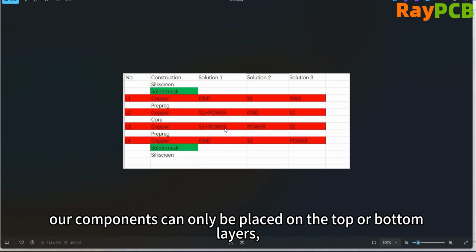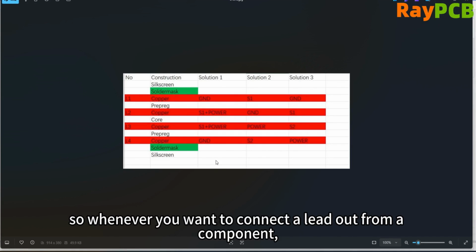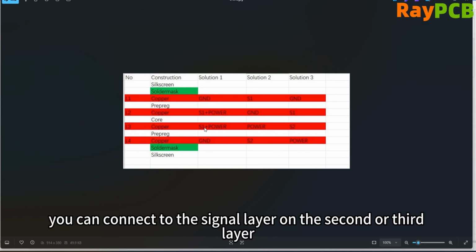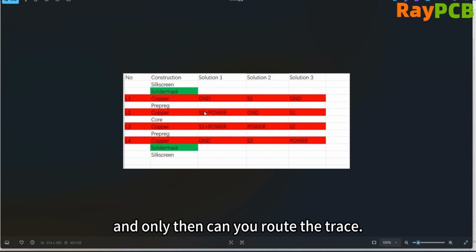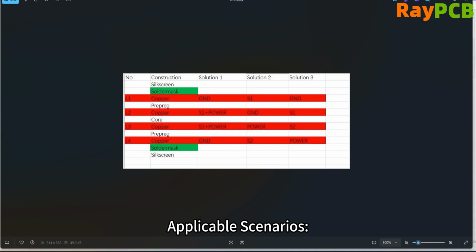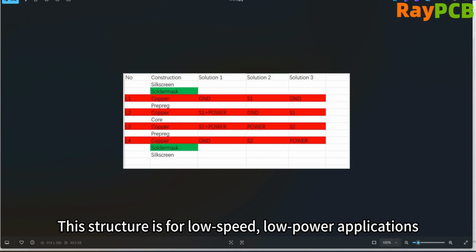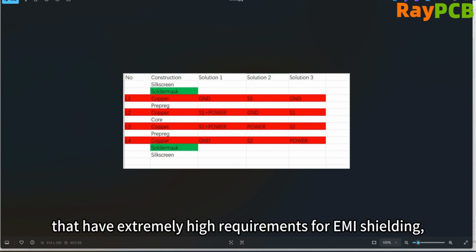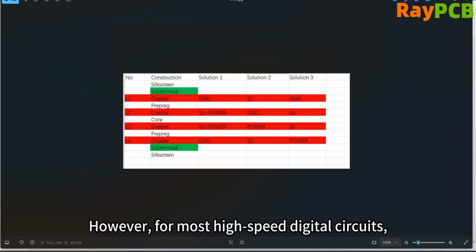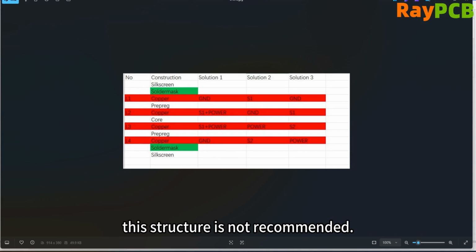And then the biggest issue is that our components can only be placed on the top or bottom layer. So whenever you want to route leads from the components outward for connection, you must drill holes. Only by using vias can you connect to the second or third signal layer and then proceed with routing. Therefore, this routing method is extremely limited. As for practical applications, this structure can be considered under certain specific conditions in scenarios that are low speed, low power, but have extremely high requirements for EMI shielding. However, for most high-speed input circuits, this structure is not recommended.